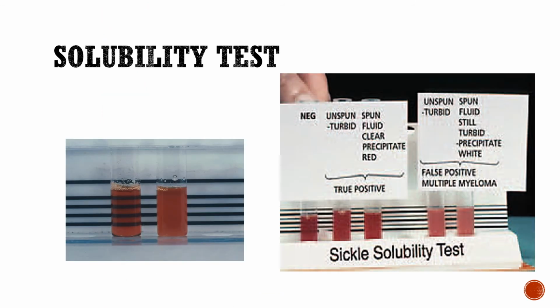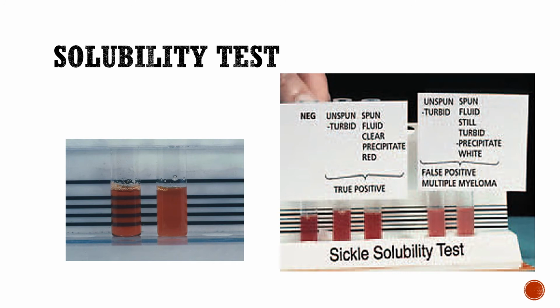Solubility test is the same as that of the sickling test. It uses the same principle, just that instead of doing it on a slide, we are doing it in a tube. So if we incubate the sample in 2% sodium metabisulfite or 2% sodium dithionite, then what happens in sickle cell patients? There will be increased turbidity because of hemolysis.